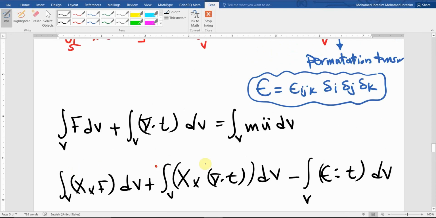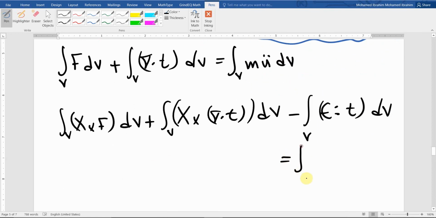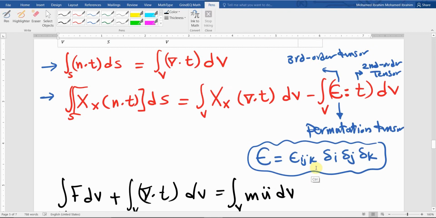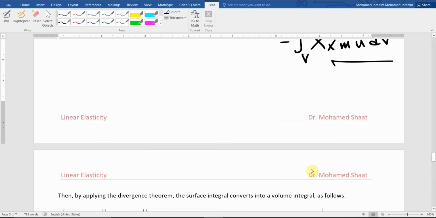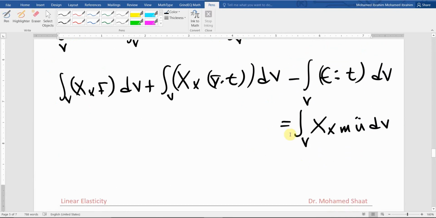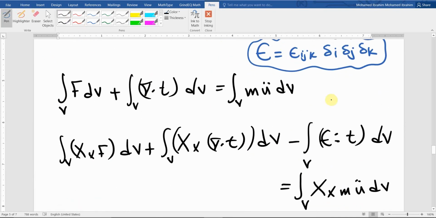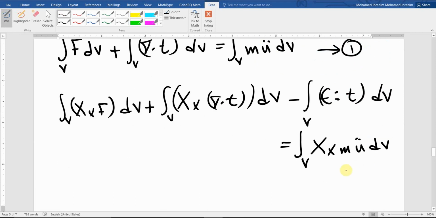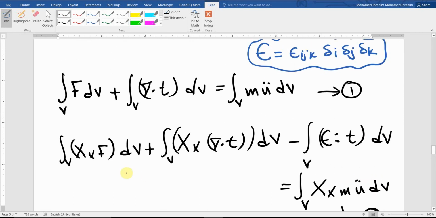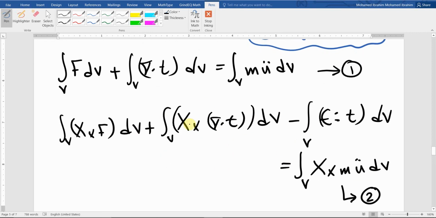So as you can see, I have converted everything into volume. The right hand side will be the integration of x cross the mu double dot dv. As you can see, we have written the two equations using only volume integrals, right? This is going to make it more convenient, more practical, and easier to solve mathematically. Now we're going to do even more simplifications over these two equations.